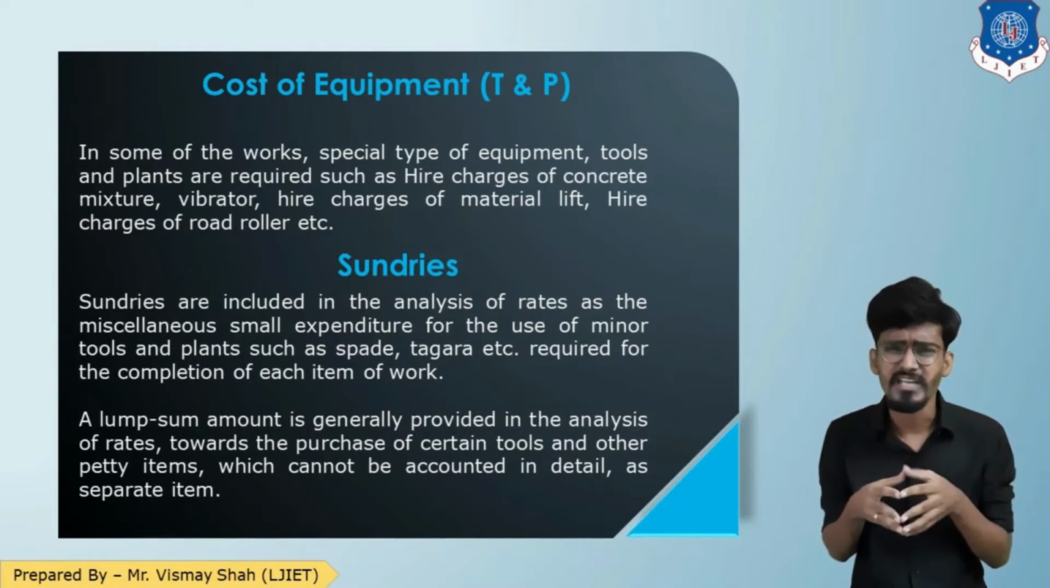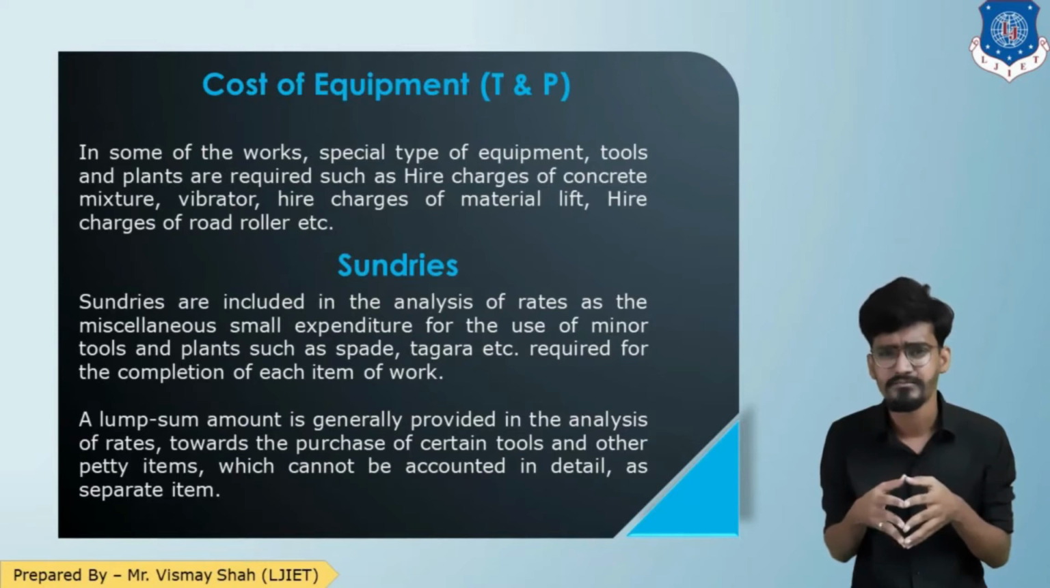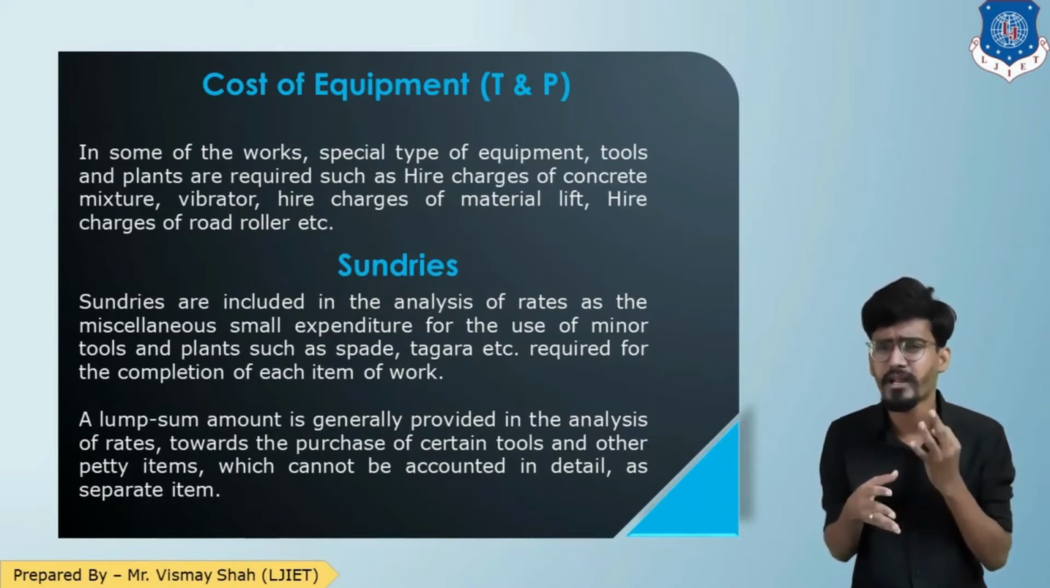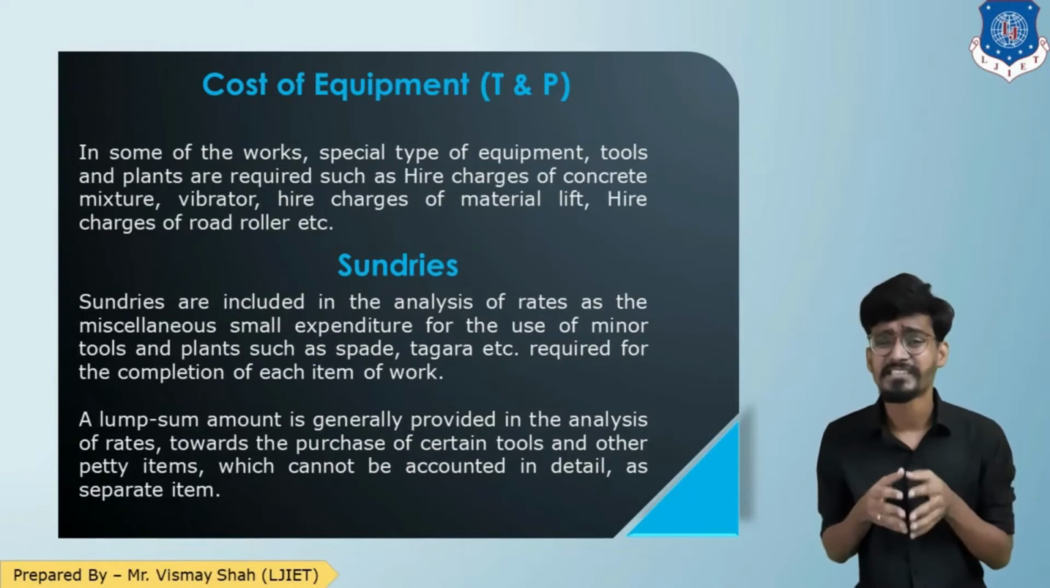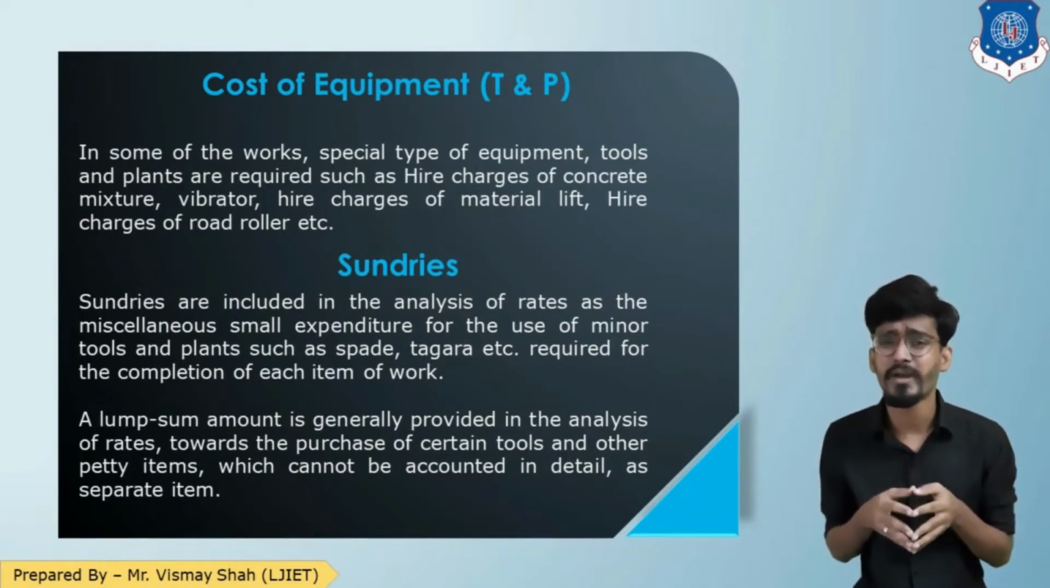That cost may be worked out on the hiring basis, rental basis, or the purchase basis. So I hope we are clear about the major 3 costs: material, labor, and transport. Moving forward, the next is sundries. Sundries is included in the rate analysis for small miscellaneous expenses, which can be considered as the use of minor tools and plants such as spade, tagara, etc., in order to complete the required item of work.